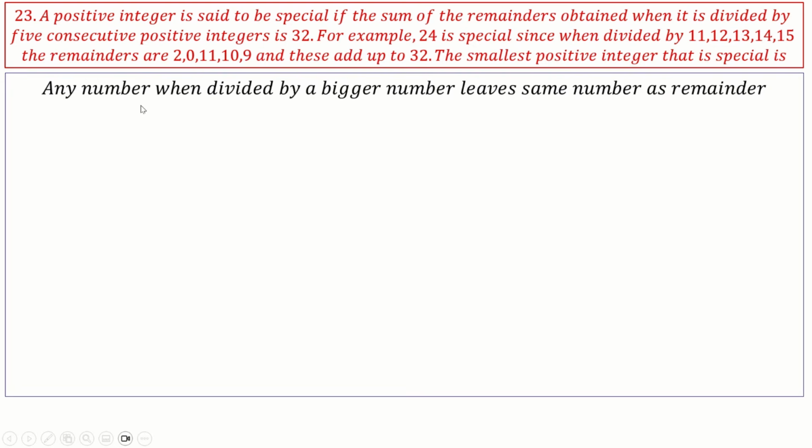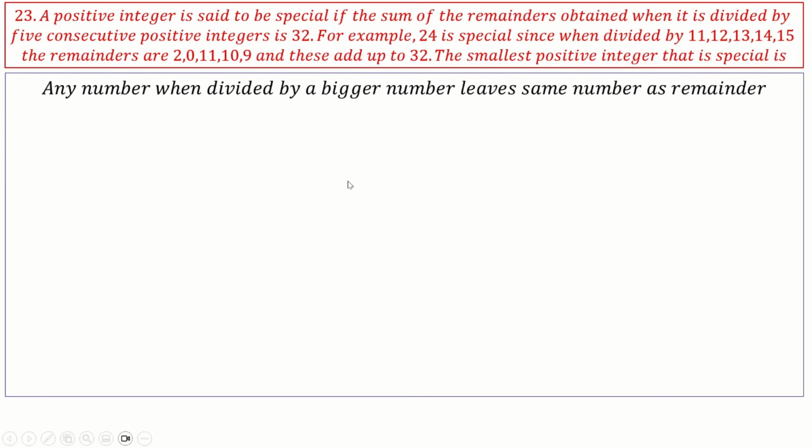Okay, when a number is divided by a bigger number, it leaves the same number as remainder, which means if I divide 8 by 9, its remainder is 8. 8 by 10, remainder is 8. 8 by any number more than 8 gives remainder 8. Correct? Now, all I need is 32. 32 means there are 8 into 4, 4 8s. So if I divide 8 by 9, 10, 11, 12, I get 8 remainder. 8 into 4, 32. And 8. Correct? So which is the straightforward answer. Actually, 8 is the answer.